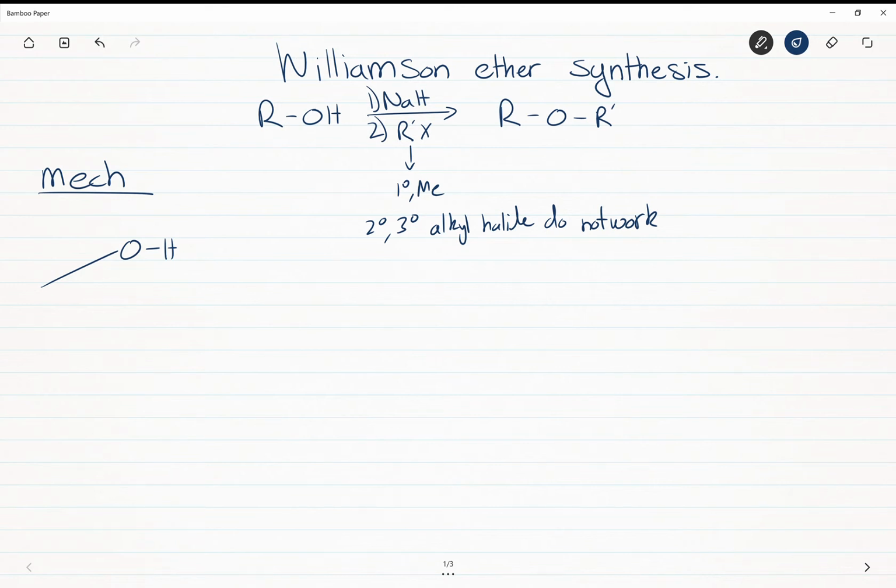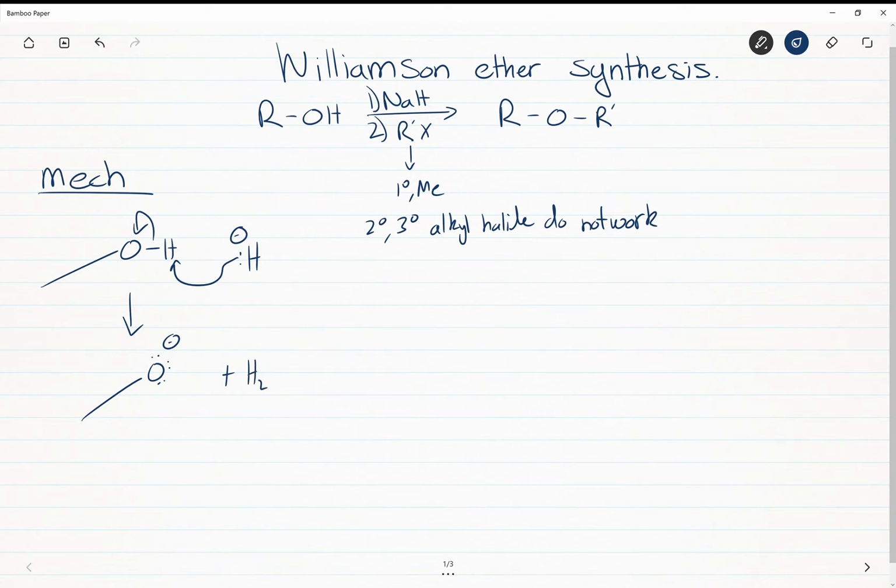Let's take a look at what the mechanism looks like. To begin with, we take our hydride and we deprotonate our alcohol. Now that we have deprotonated the alcohol, we have O-, and we get some H2 gas. That is the first step of the mechanism. The second step of the mechanism is to introduce the alkyl halide. I will start off by just doing a methyl iodide.